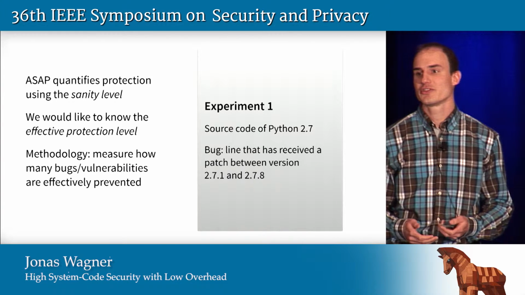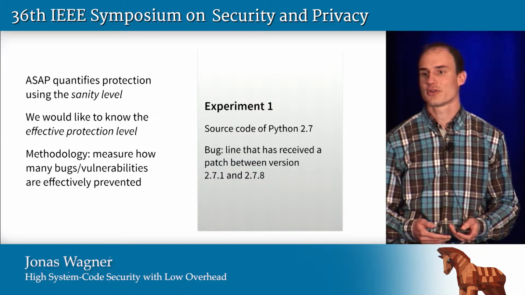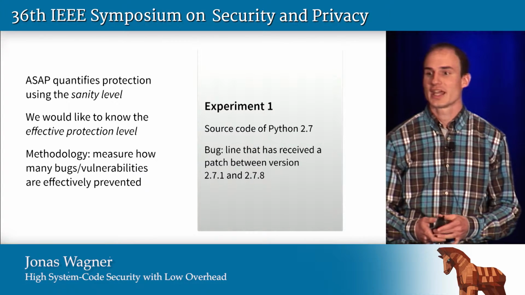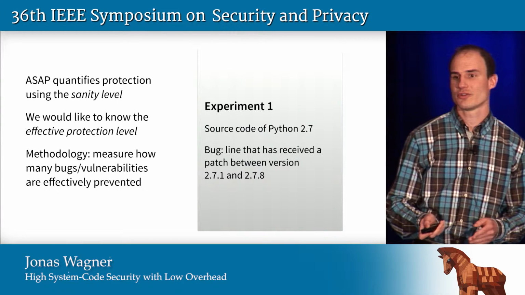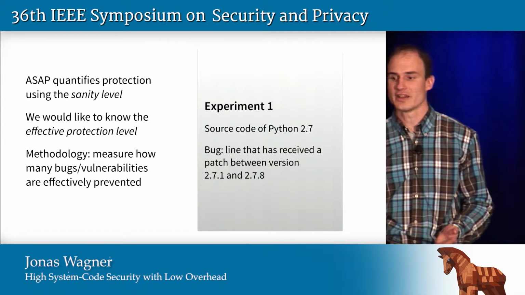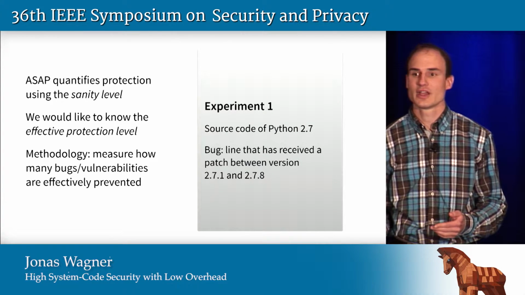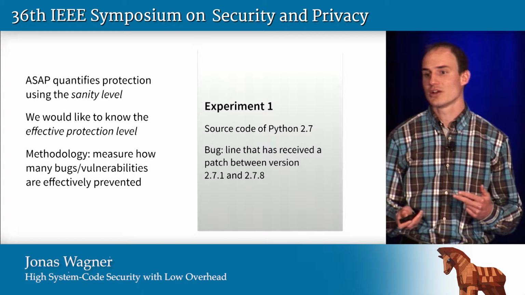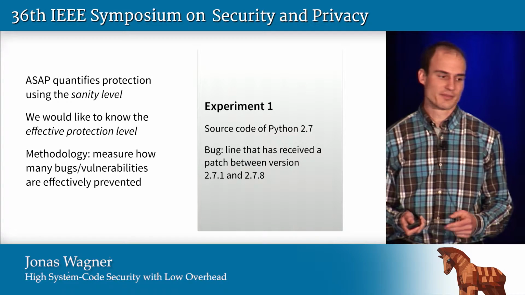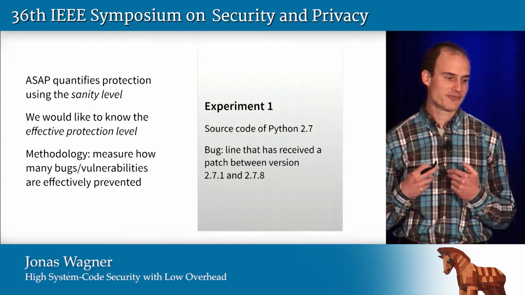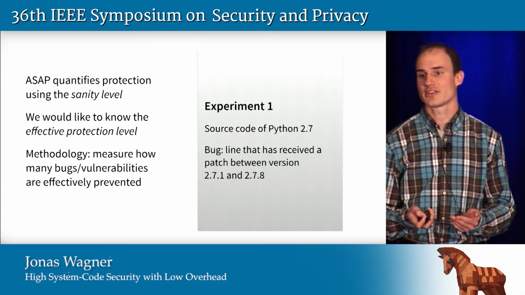In our first experiment, we looked at the source code of the Python interpreter. We defined as a bug each line of code that has changed between versions 2.71 and 2.78. So no new features have been added between these versions, so each line that changed was previously buggy. We then measure, for a given sanity level, how many of these buggy lines are protected using sanity checks.